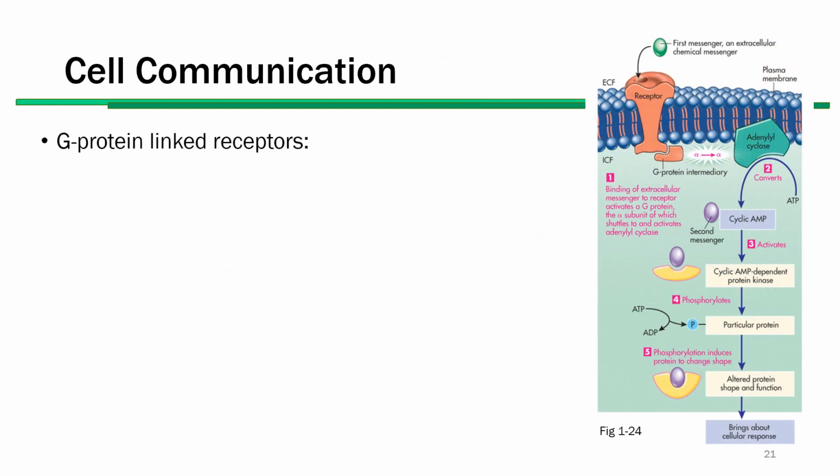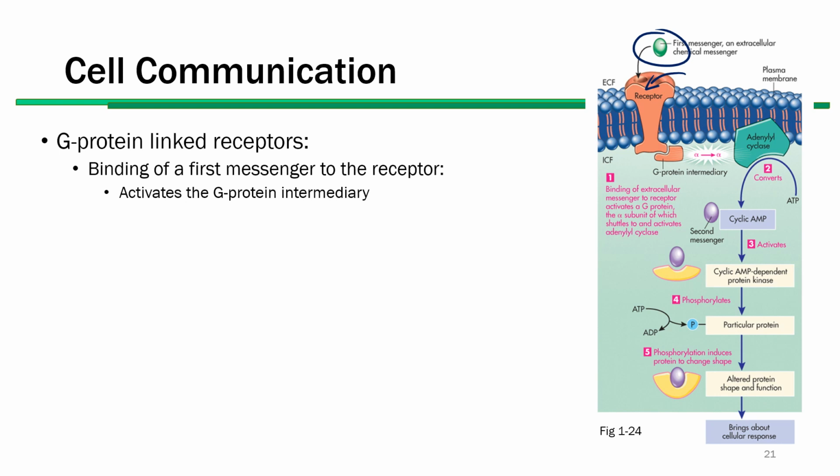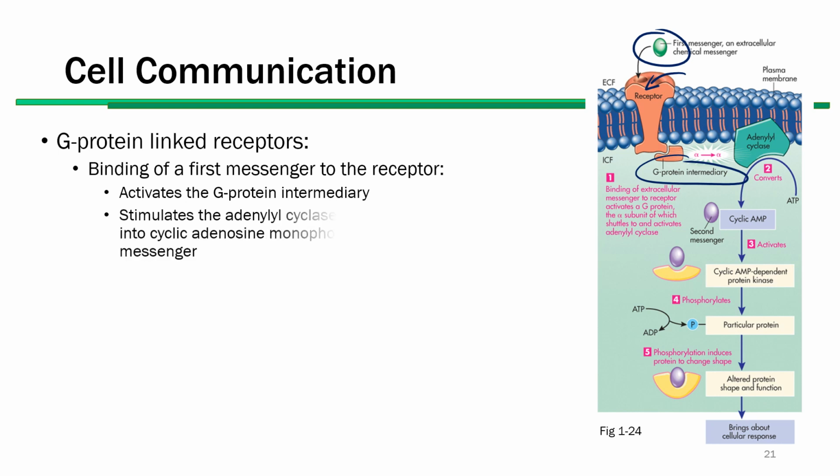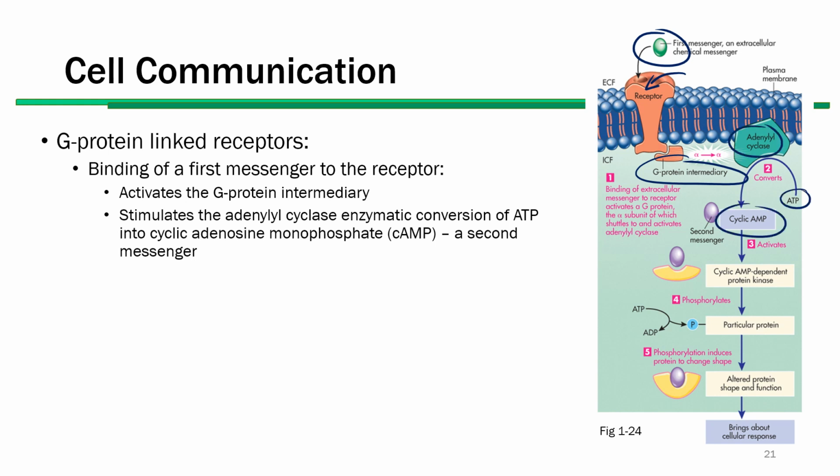So if we look at G protein linked receptors, these are one of the most common, and that's why we look at them. We have this first messenger ligand, and the first messenger ligand is going to bind to its receptor. It activates the G protein intermediary here when the ligand binds, stimulates the adenylyl cyclase, that's an enzyme, conversion of ATP into cyclic AMP. Cyclic AMP is a second messenger.